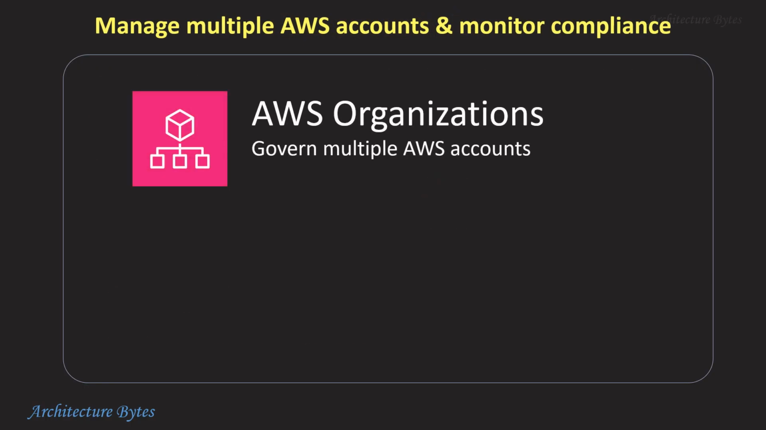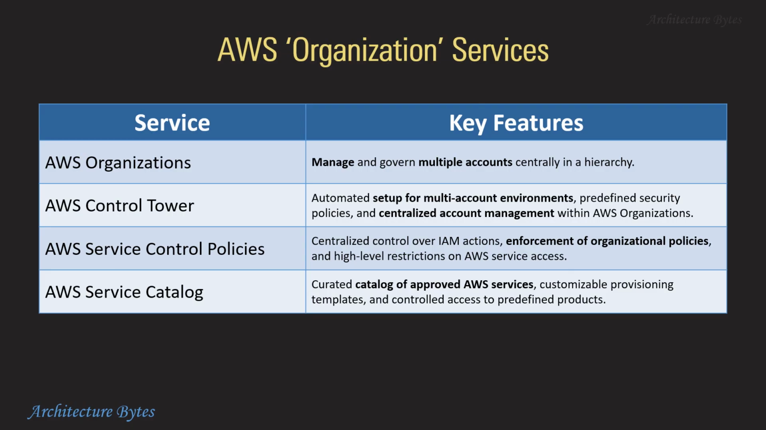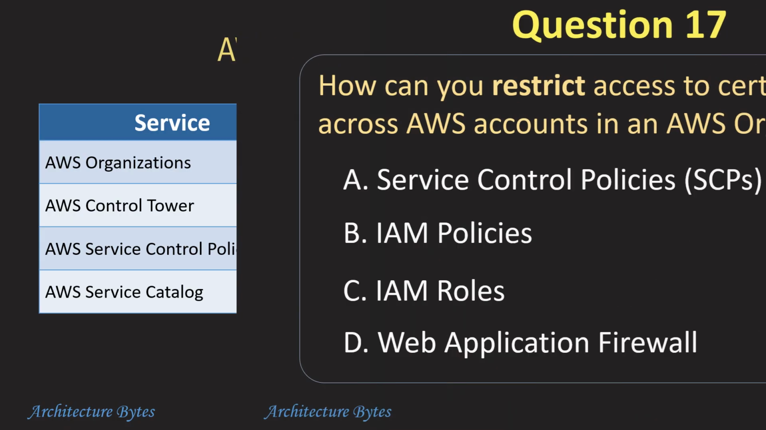Use AWS Organizations for account management and AWS Config for compliance tracking. Let's go over some AWS organization related services. AWS Organizations to manage and govern multiple accounts centrally. AWS Control Tower for automated setup of multi-account environments. AWS Service Control Policies for enforcement of organizational policies. AWS Service Catalog provides curated catalog of approved AWS services.